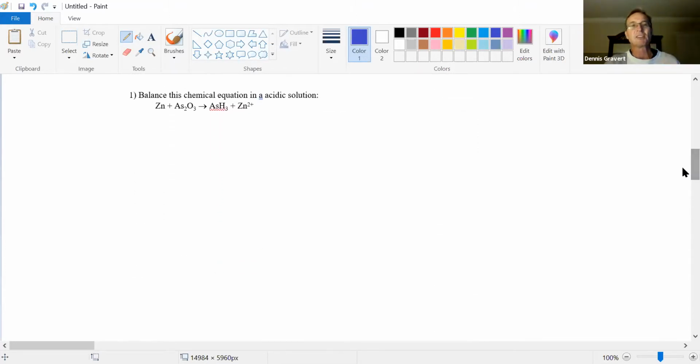Okay, let's take a look at some of these. So the first one I chose was: balance this chemical equation in an acidic solution. Sorry for the typo. This is balancing a redox reaction, and it takes more steps than just making sure the coefficients are correct. So if you have an oxidation reduction reaction, you should split it up into half reactions.